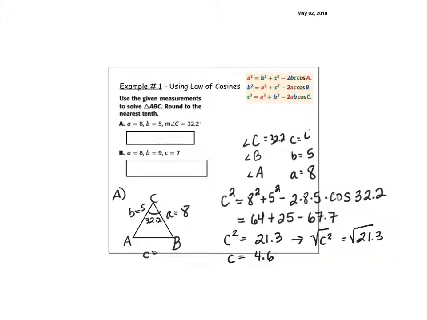So we'll fill in this spot here for little c is 4.6. And I'd also put it on the triangle here so you can easily see it. So now you need to find the other angles in the triangle, and now it might just be better to use law of sines, might just be a little bit easier. So that's what I'm going to do.